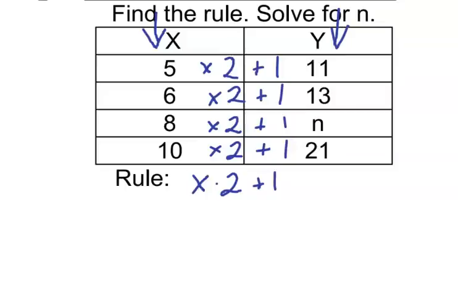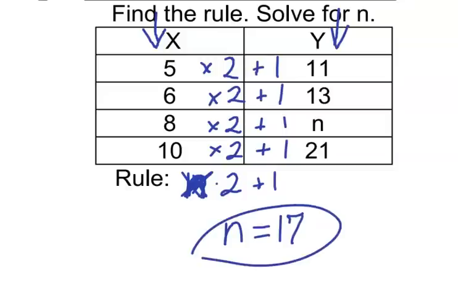So if that's the rule, then what is n? Well, I guess this should be n. So, no, that would be x. My bad. Okay, so x times 2 plus 1. So n would have to be 8 times 2, which is 16, plus 1 is 17. So n equals 17. So here's the rule. X times 2 plus 1 is the rule, and n equals 17.